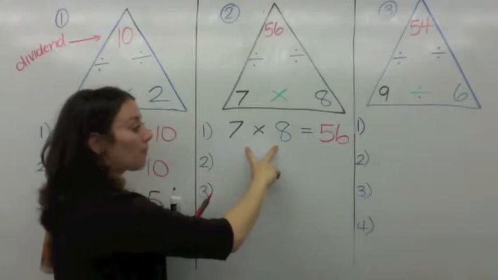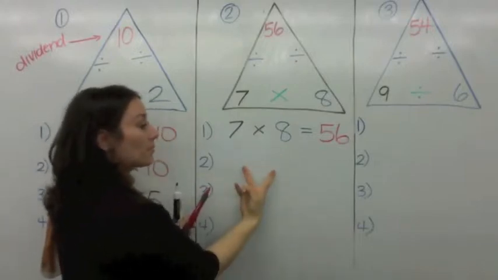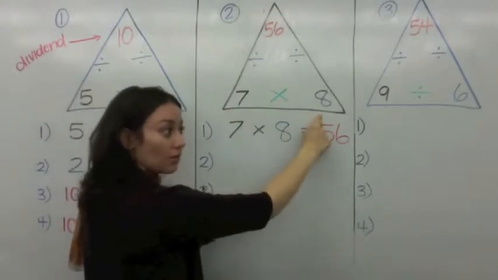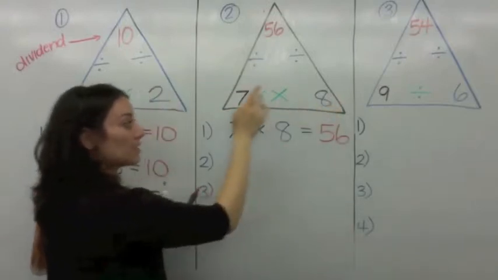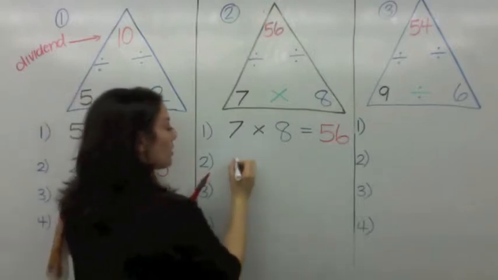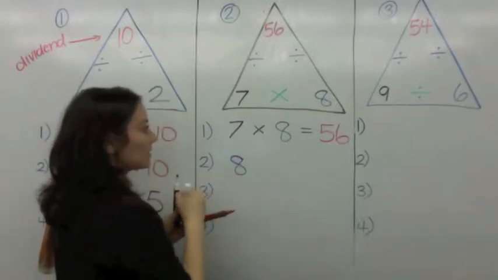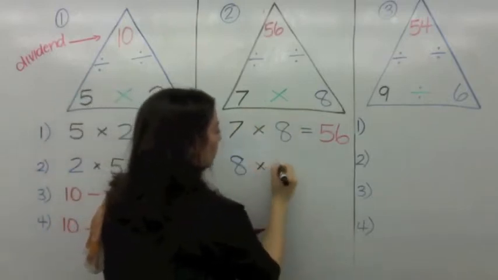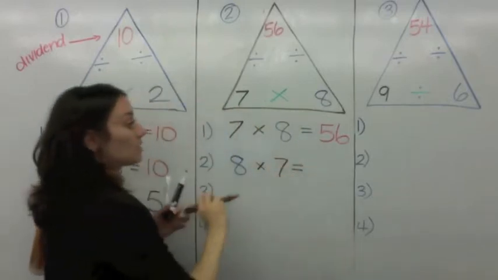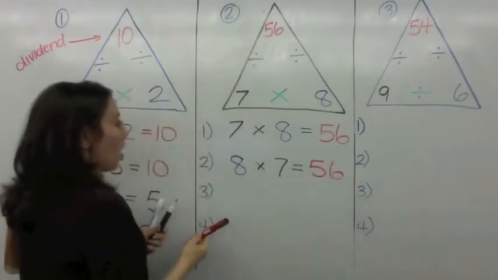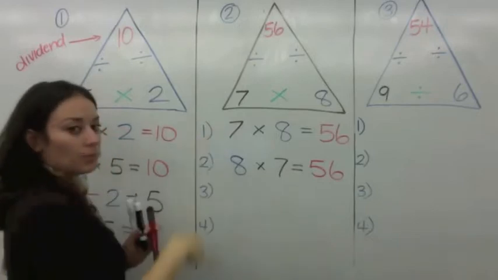Now, the commutative property says that if you flip these numbers, it's going to give you the same answer. So we read it from left to right. That's the way you read. Now we're going to read it from right to left. So we're going to take the blue number and put it on this side, and we're going to say 8 times 7 equals, what's the top of the triangle? It is 56. Very nice. Okay, so now we're done with both of our multiplication tables.